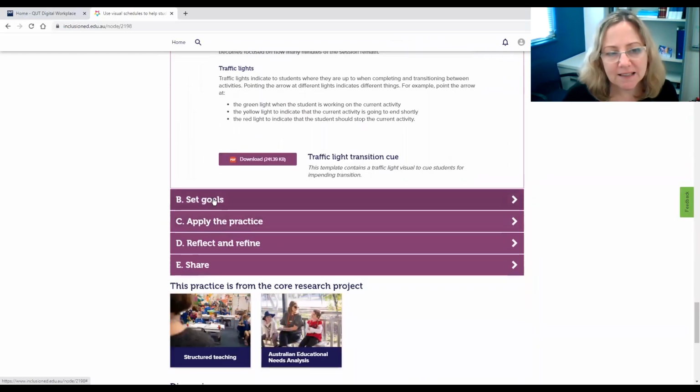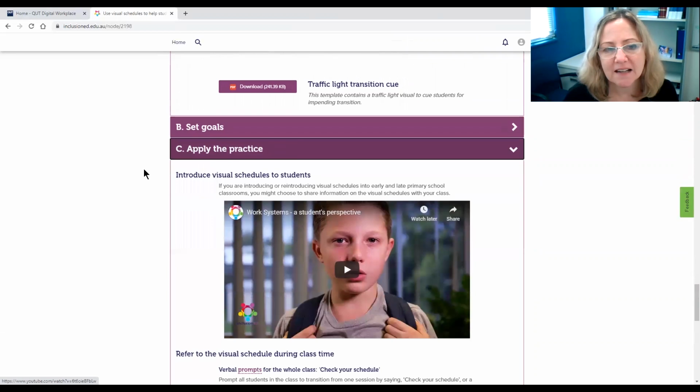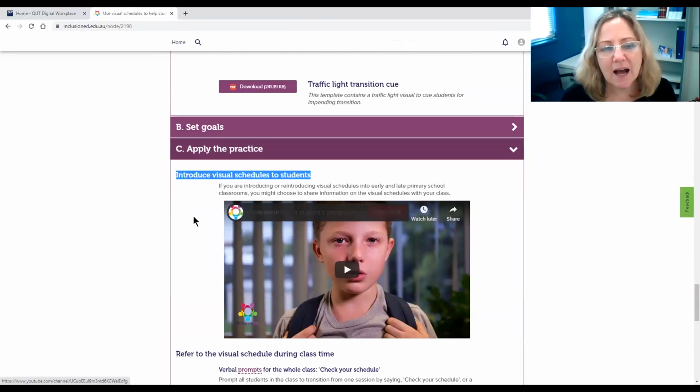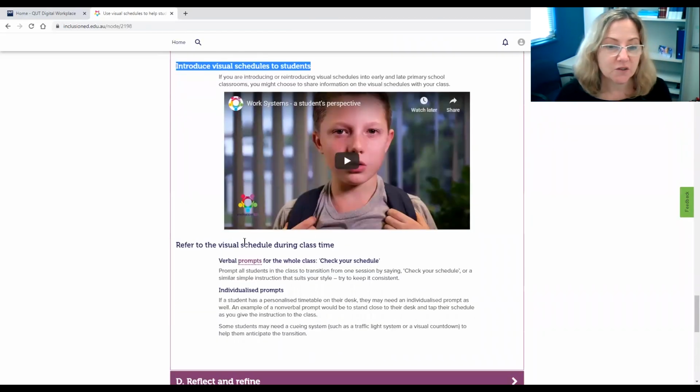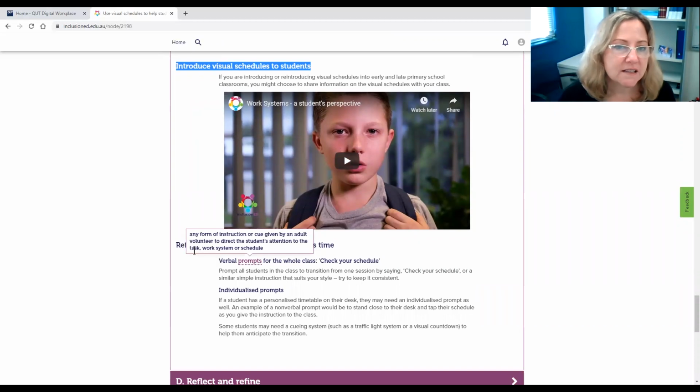and that was something that they would be able to pick up. Last week we went through setting goals and reflecting and refining. Today I'm going to go into apply the practice, and we can see here that this takes you through some steps, looking at how do you introduce the idea of visual schedules to students, remembering that we're trying to develop this as a whole of class strategy, where all students are aware that using visual schedules in some form or another is actually a really positive strategy for them to use.